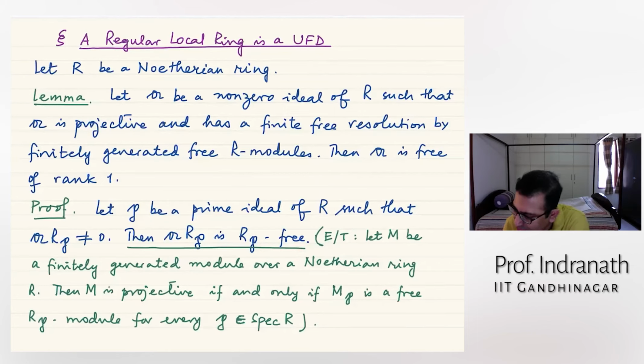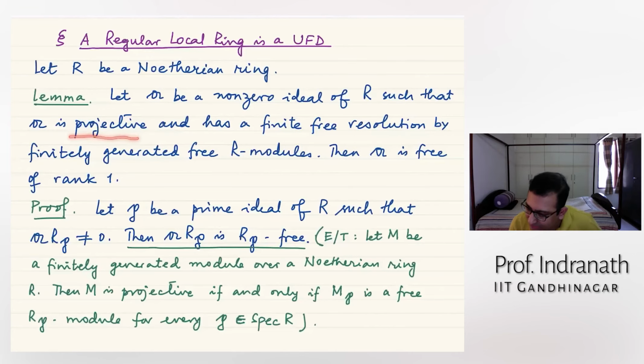Although I have put it as E stroke T, I don't quite intend it to be that. We will finally decide; I'll have a discussion with Joydeep and finalize what you need to use for this. If you have a finitely generated module over a Noetherian ring, then it is projective if and only if M_P is a free R_P module, that is, it's locally free. This is a standard result, but we need to add it at some point, and it is what we use here to show that this is R_P free, given the projective condition.